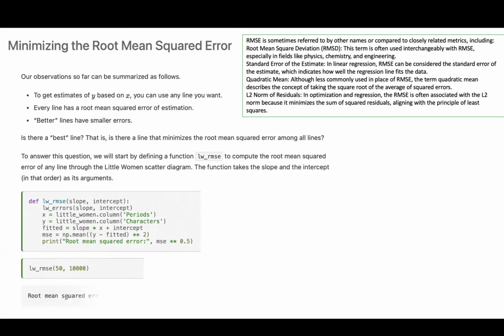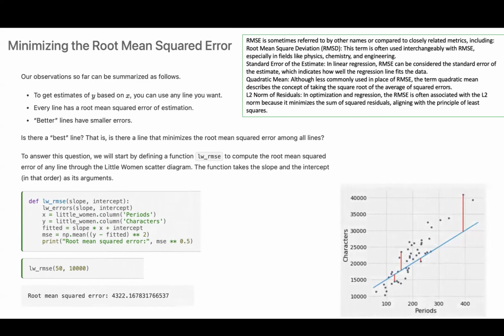So if we calculate the root mean squared error when slope is 50 and the y-intercept is 10,000, the root mean squared error is 4,322. And the visualization here is as follows. You have some of the residuals represented here. We can pass in more slopes and y-intercepts.